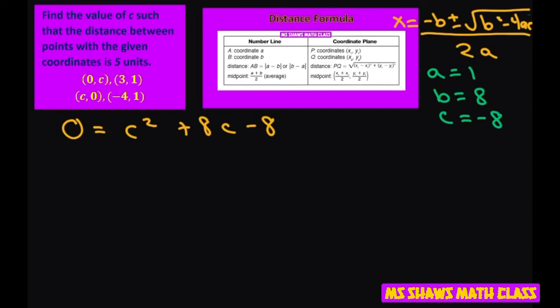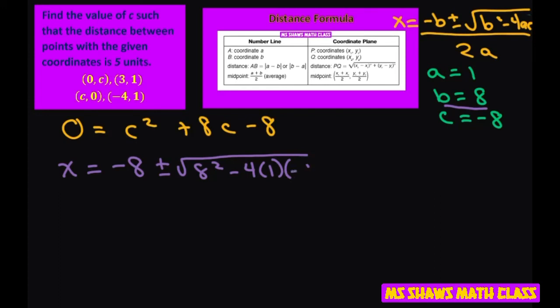So let's fill in the quadratic formula. You get x equals negative b, so we have negative 8, plus or minus the square root of 8 squared minus 4ac, all over 2 times 1. Now we've got to simplify this. Let's do this on the side. This is going to be 64 plus 32. Two negatives make a positive, so this is going to give us 96.